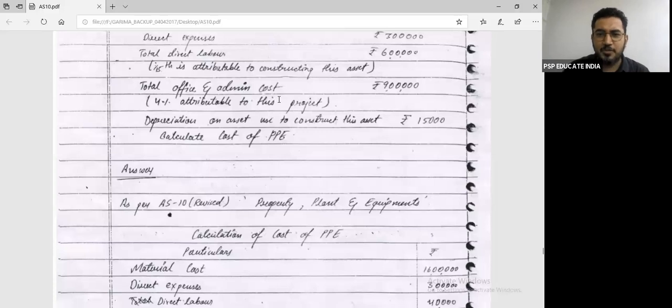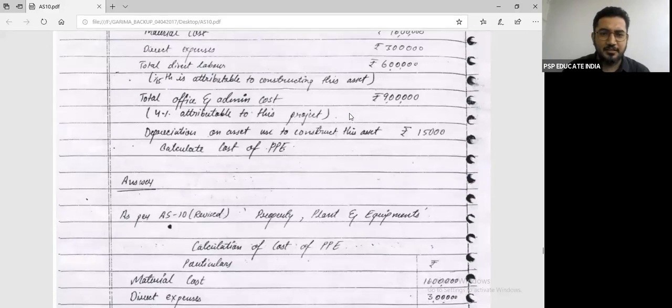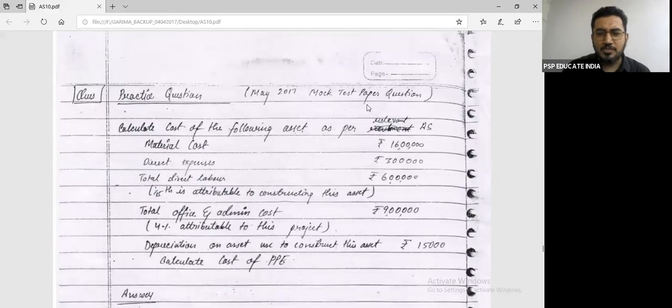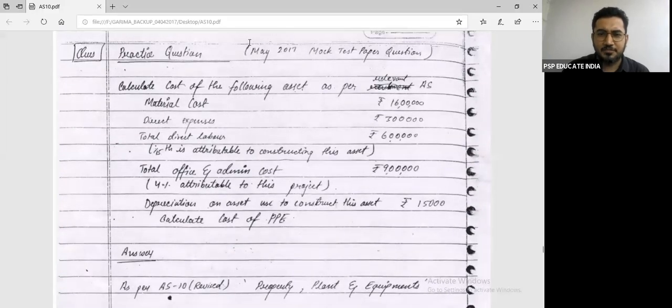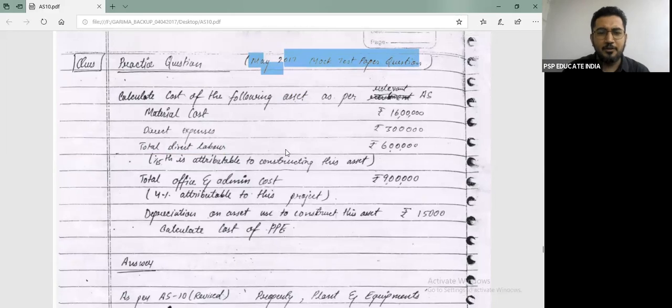Are you conceptually absolutely clear with whatever we have done? Okay. Let's do one question then. May 2017 mock test paper question. आपके May 2017 के mock test paper में एक question पूछा था. Let's solve this question.